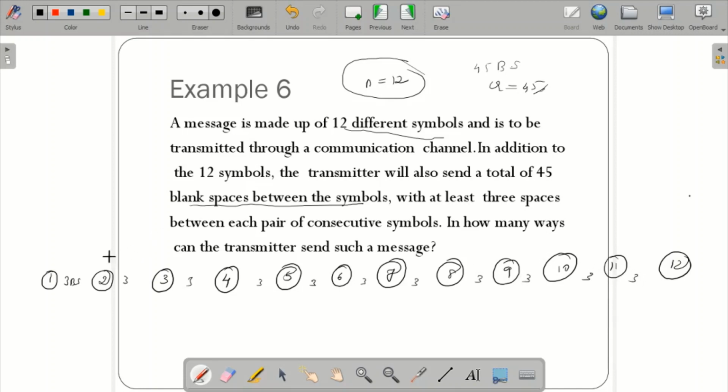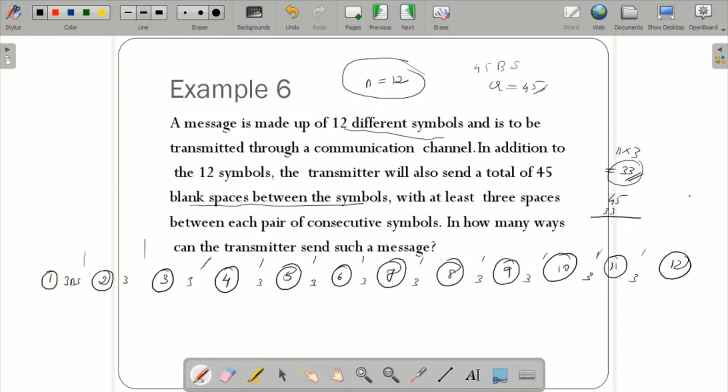Just count how many blank space positions there are: 1, 2, 3, 4, 5, 6, 7, 8, 9, 10, 11. There are 11 positions, and each has 3 blank spaces, so it is nothing but 33 blank spaces. So 33 is already occupied out of 45. So how many are left out?